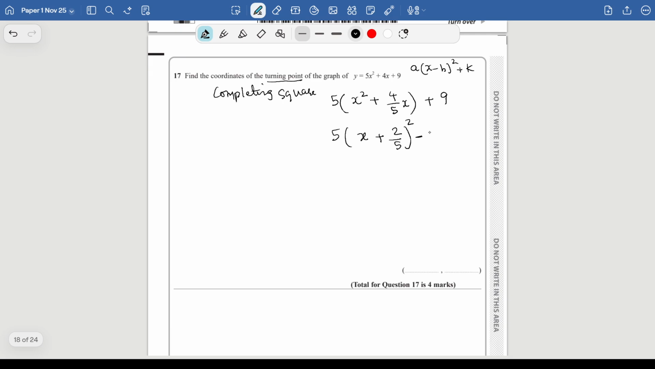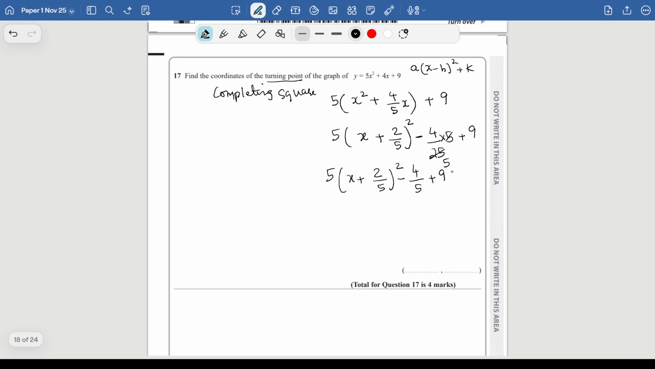You need to take out 4 over 25. But then there is this 5 here, so that has to be there, because we are taking it out of the bracket. And then there is 9. So 5 times 4 over 25, that's 4/5. So now I will write it here: 5 times (x plus 2/5) squared minus 4/5 plus 9.